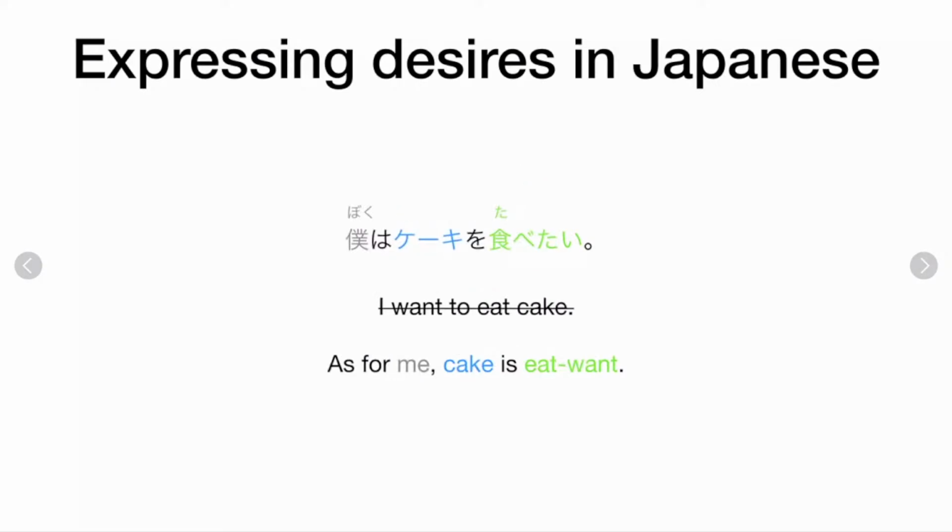So the tai ending on a verb works similarly. Boku wa, as for me, keiki o, this is just cake in katakana, keiki o tabetai.